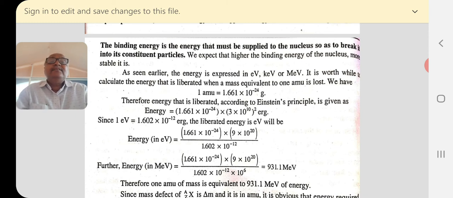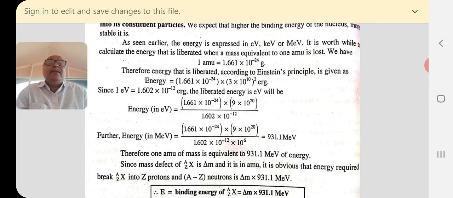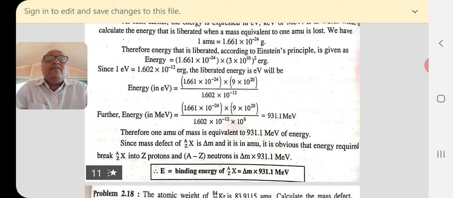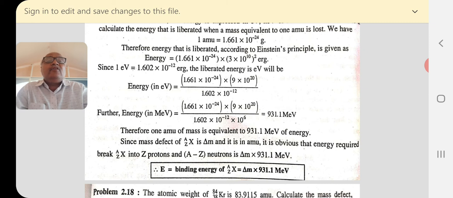One atomic mass unit is equal to 1.661 into 10 to the minus 24 gram. Therefore, the energy liberated according to Einstein's principle is 931 million electron volt, which is given in this slide. Therefore, one atomic mass unit of mass is equivalent to 931.1 million electron volt of energy.